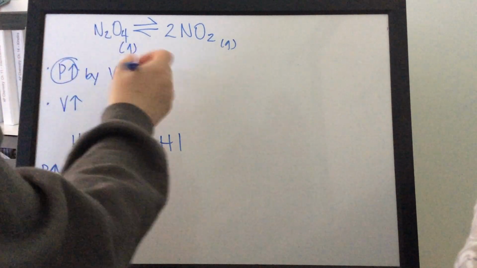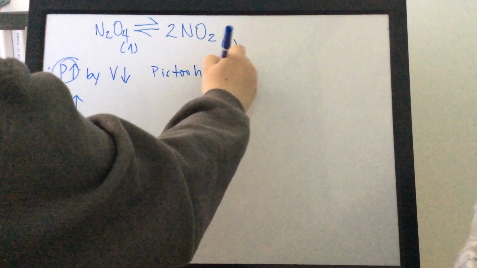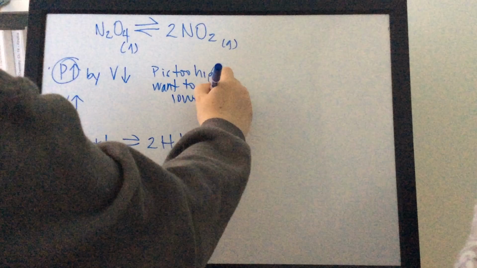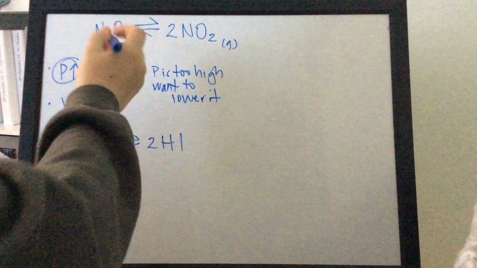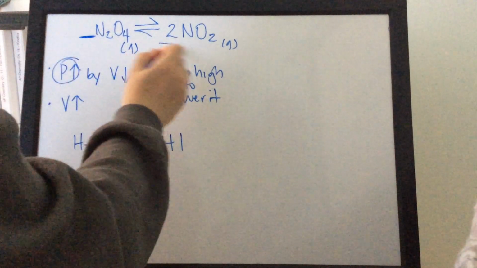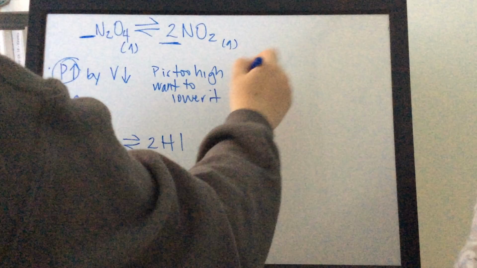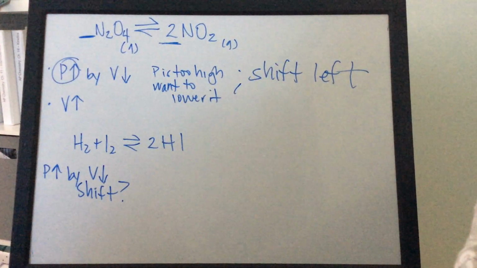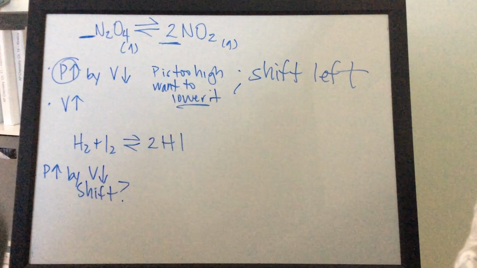If pressure increases, my pressure's too high, right? I want to lower it, which means I'm going to shift to the side with fewer moles of gas. So am I going to shift to the side with 1 mole, or will I shift to the side with 2 moles? I'll shift to the side with 1 mole. So we would say that this reaction will shift to the left. Okay, and that's to make fewer moles of gas so that I can lower the pressure.